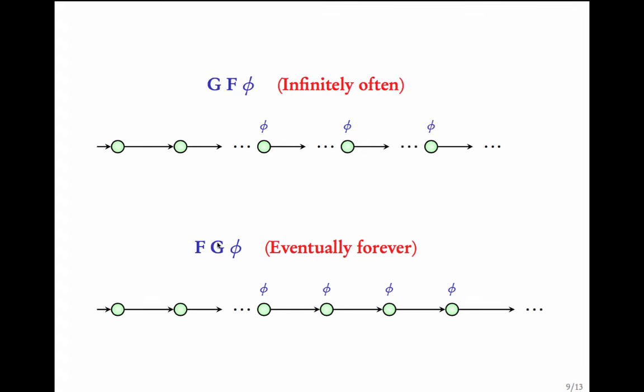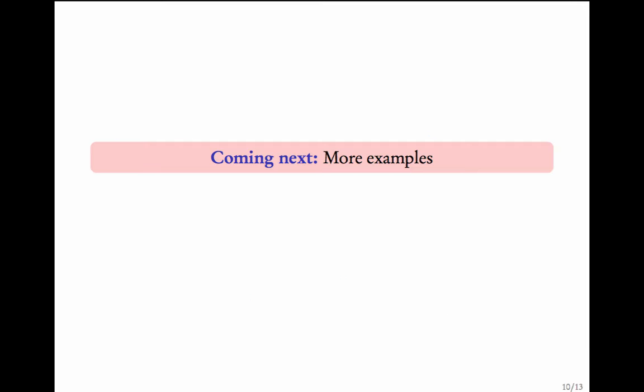Now, what about FG phi? This says that at some point of time, G phi is true, which means there is some point from where phi is always true. See, G phi means always phi, right? And F means that from some point phi is always true. These two are important expressions that you could try to remember or understand. Many properties can be written using GF and FG. Let's see some more examples.